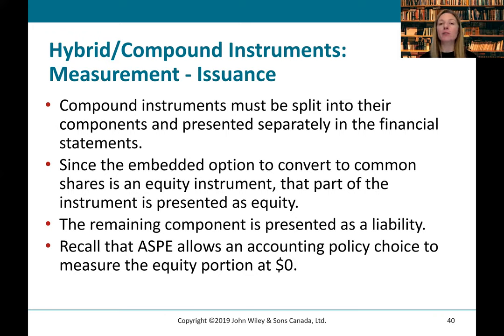Compound instruments must be split into their components and presented separately in the financial statements. Since the embedded option to convert to common shares is an equity instrument, that part of the instrument will be presented as equity. The remaining component will be presented as liability. And remember that ASPE allows an accounting policy choice to measure the equity portion at zero.